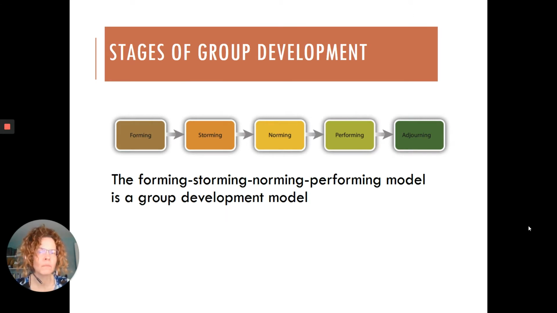When we talk about groups, specifically when we talk about temporary groups, we can talk about the stages or phases of group development. This first model that you're looking at was originally devised by a guy whose last name is Tuckman. He's a sociologist. He published this in 1965.